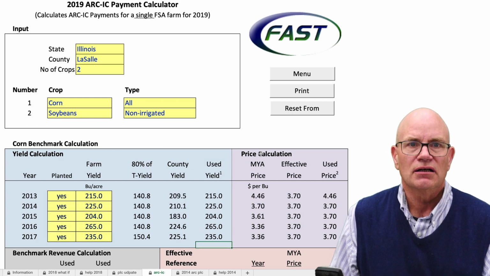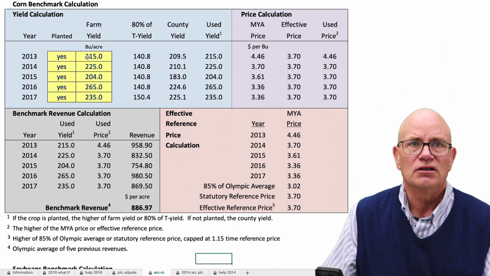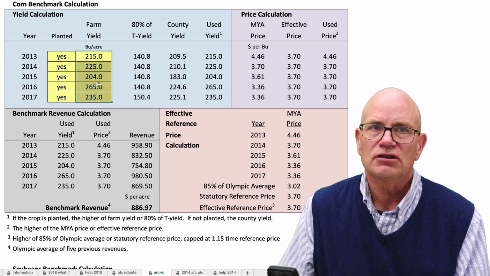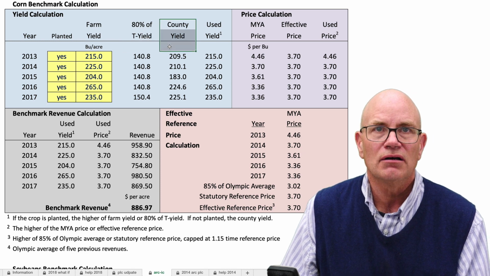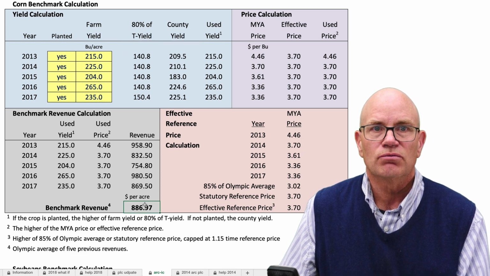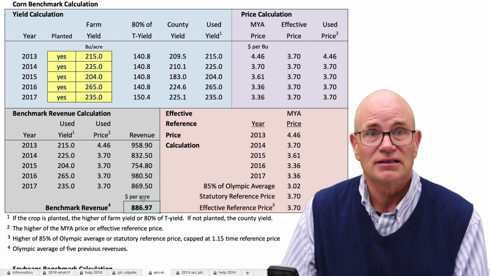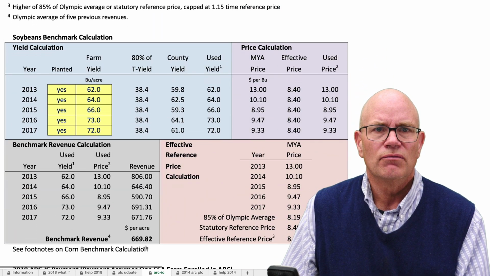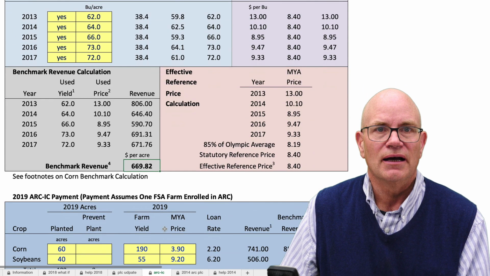Once we've made that choice, we have to enter some information for each program crop on that farm. That information includes a corn benchmark calculation, so we have to enter yields for the years from 2013 to 2017, actual farm yields. Certain cases we'll use plug yields or county yields, but in this case, we're coming up with a benchmark calculation of revenue for corn, in this case $8.86. We also have soybeans on this farm. We do the same things, enter farm yields, and then look at our benchmark calculation, $6.69.